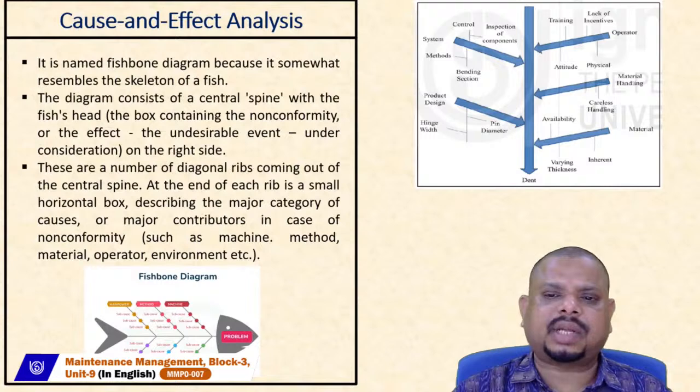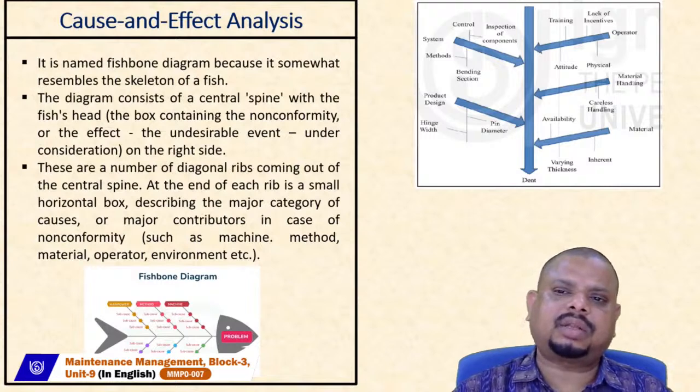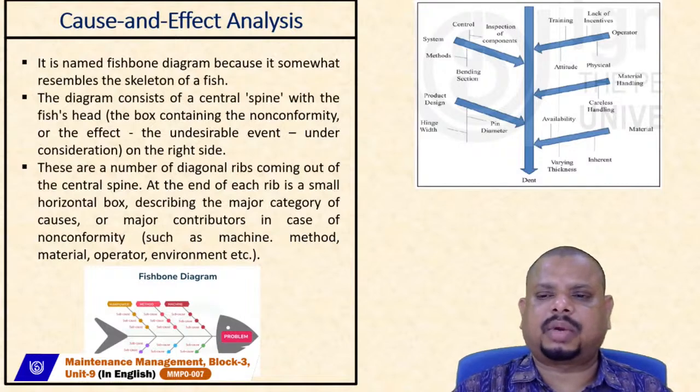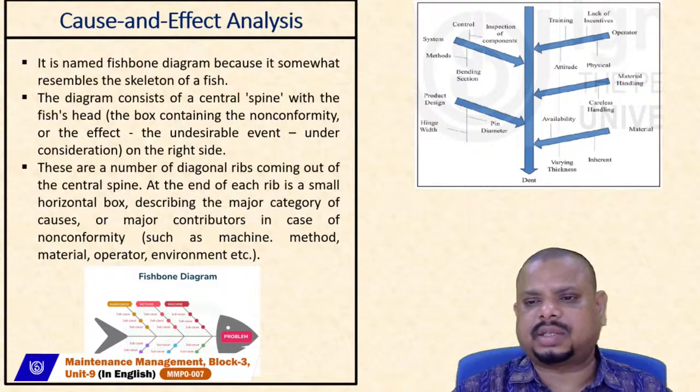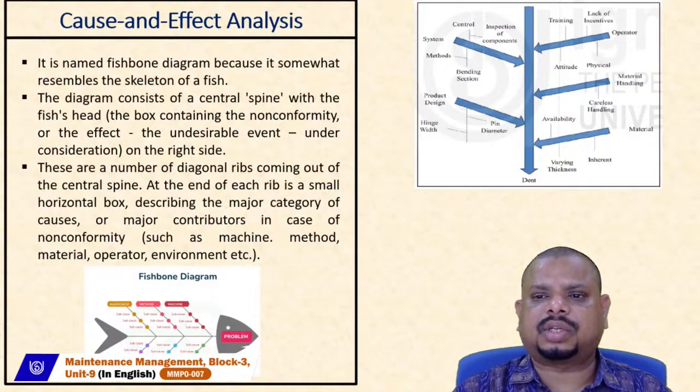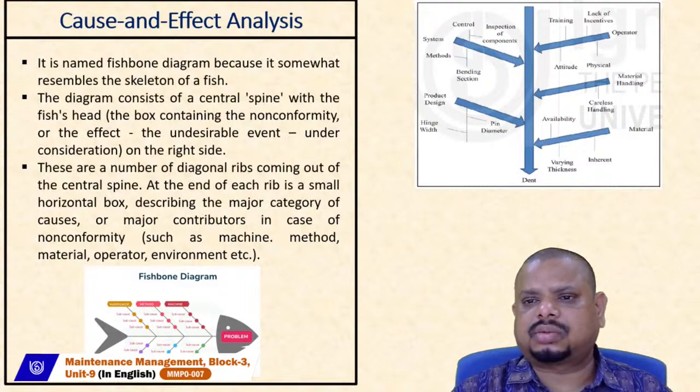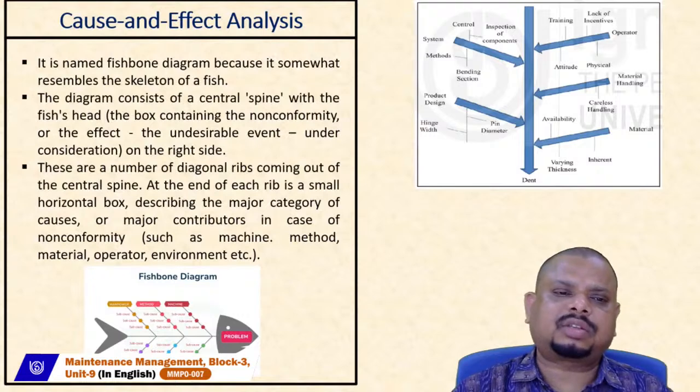So by bending the section, you can repair the dent. These are the different contributors, and their respective non-conformities should be mentioned. Whenever the authorities want to go for cause and effect analysis, they first identify the causes. For example, in the case of operators, lack of incentives is a cause, and the next cause is attitudes. So by providing various amounts of bonuses and trainings, you can increase the dedication of the operator towards the machine.